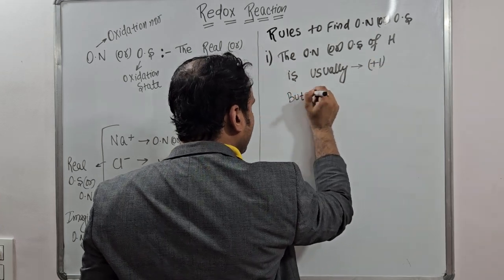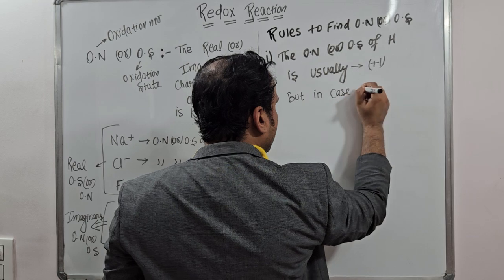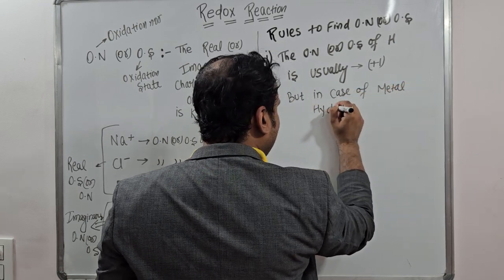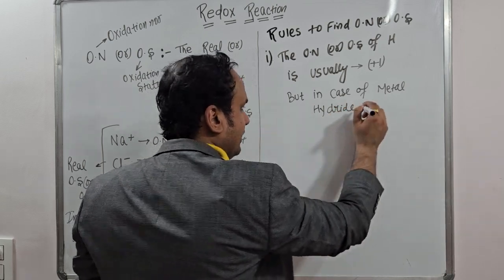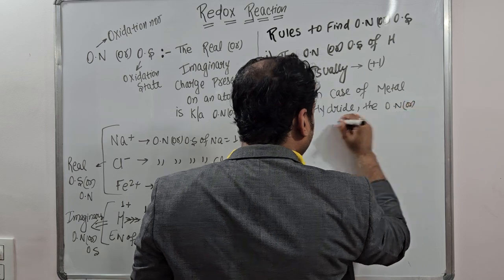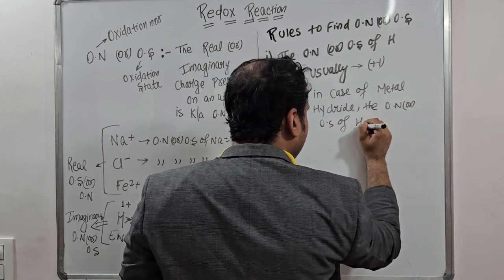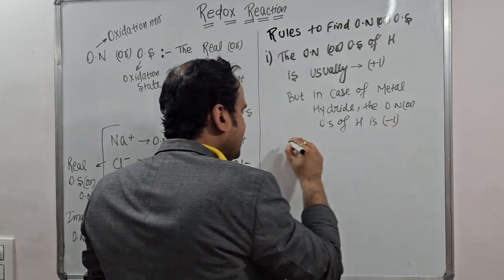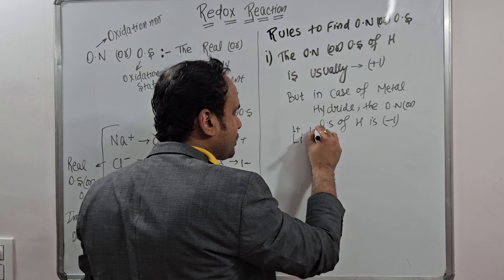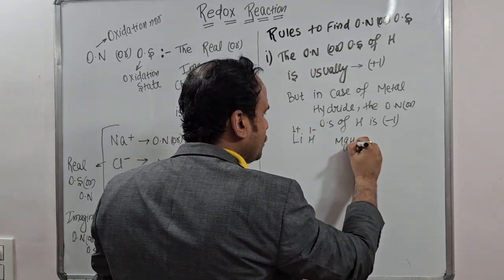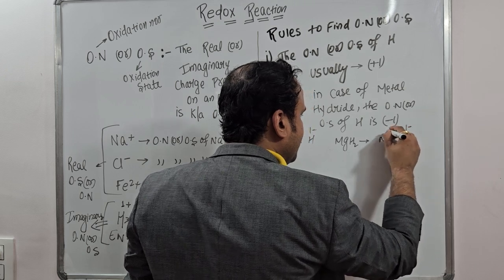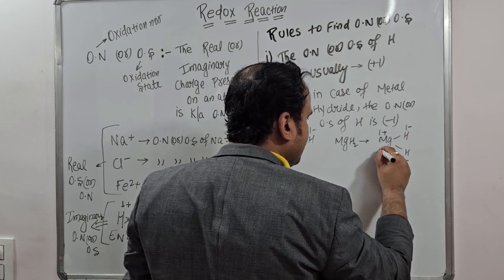But in the case of metal hydride, when the hydrogen is attached with a metal, the oxidation number or oxidation state of hydrogen is -1. It means suppose any metal, LiH: in this Li has +1 oxidation number, hydrogen has -1. MgH2, so you will draw the structure: Mg, H, H. It gets negative, it gets positive, it gets negative, it gets positive.